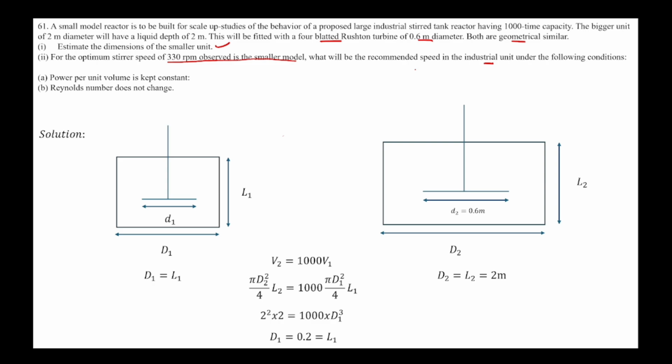Let us see the bigger one. This is the turbine. D2 is 0.6 meter, as given in the question. L2 and D2 are equal to 2 meters. Now V2 is equal to 1000 V1. This is 2, this is 1. So V2 is equal to 1000 V1, given in the question.